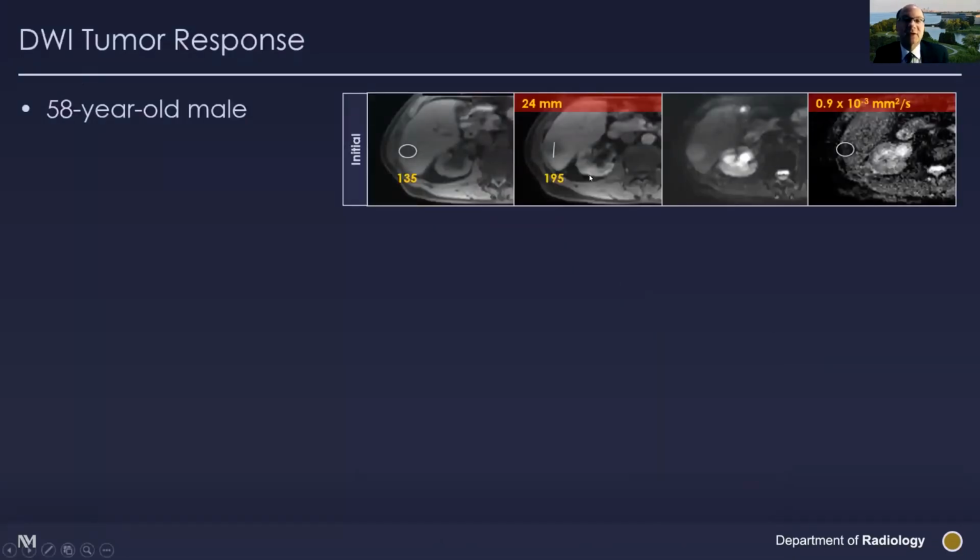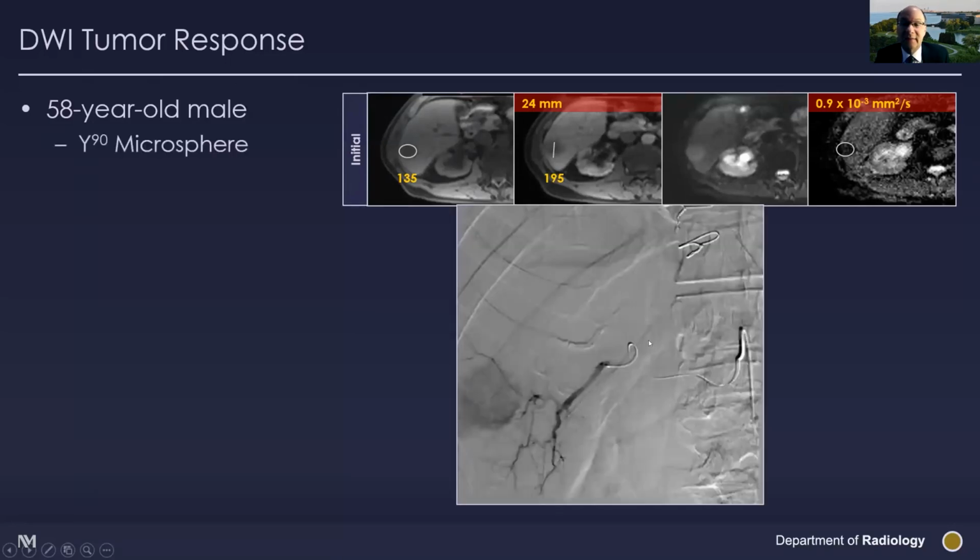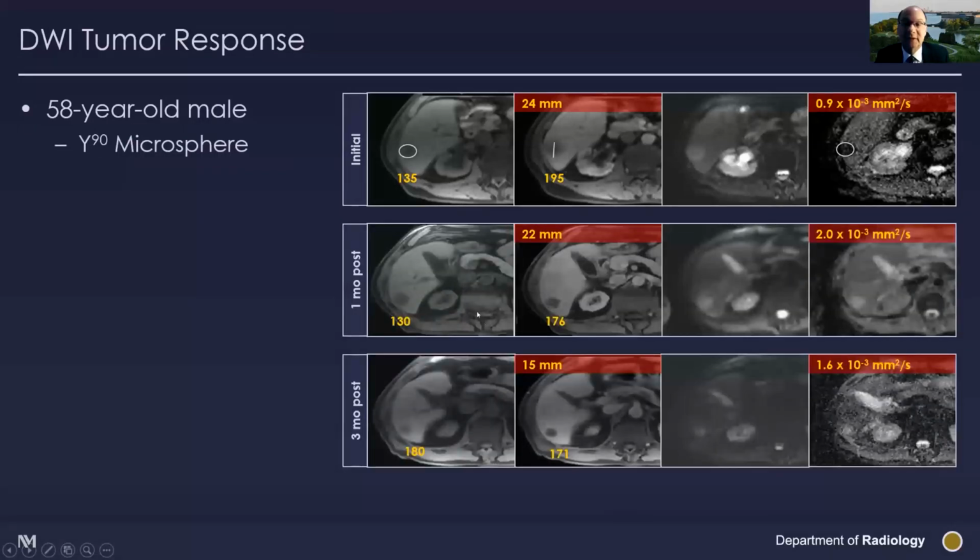How about this patient? This is a 58-year-old male who has colon cancer. The numbers don't matter, but you can see that it was enhancing, went from 135 to 195, and was about 2.4 centimeters. The ADC was relatively low, it was 0.9. Following therapy, you can see that they adequately and appropriately targeted the lesion. You can see now that the lesion didn't change that much. It went to 22 millimeters. It still showed enhancement, which was interesting. But notice that the ADC went up. It went from 0.9 to 2 because there's more free water. There's been a response to therapy.